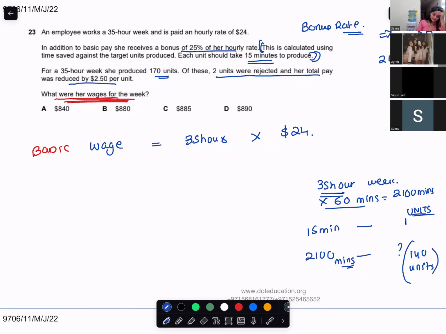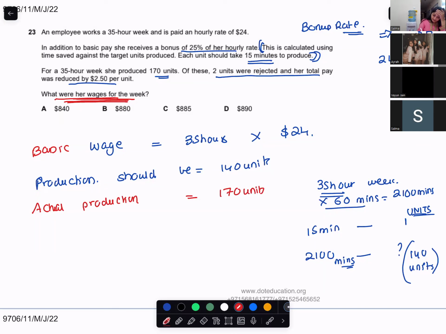But you produced how many units? 170 units. The production should be how much? 140 units. But actual production is how much? 170 units. So you should find out the time saved against the target units produced.